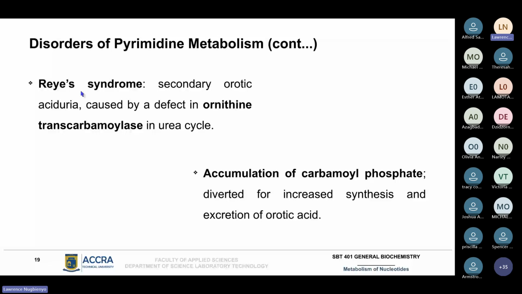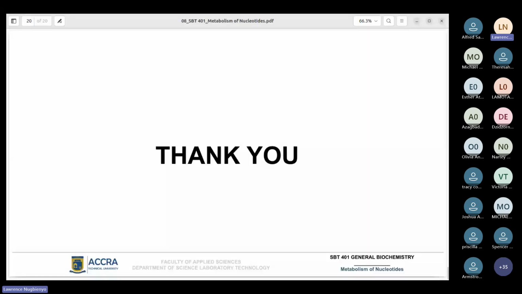And the overproduction of orotic acid we have seen will be causing orotic aciduria. So it's the same as orotic aciduria, but this time around, there's a connection with another enzyme, which is in the urea cycle. That's why Reye's syndrome is referred to as a secondary orotic aciduria in that process. So this is where we will end the metabolism of nucleotides.